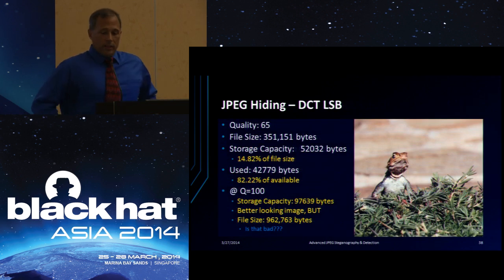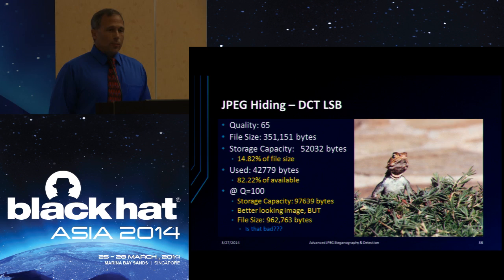So here's an image I hid using the LSB technique, quality 65. The standard quantization table that I showed you, just for a frame of reference, is a quality of 50. Okay? So that's kind of right in the middle. And then you can make a higher quality by putting lower numbers in there, and you can make a lower quality by putting higher numbers in there. The higher the numbers that you divide by, the more zeros you get in the output.